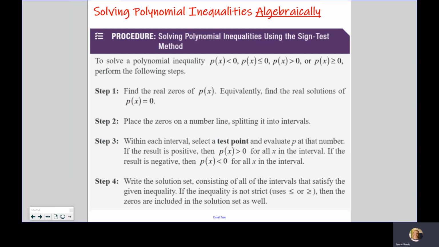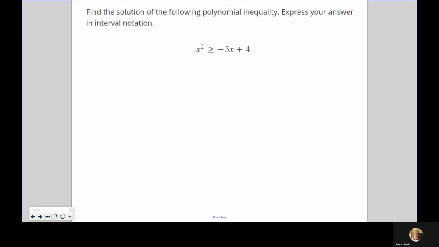And let's look at an example. These can be pretty challenging, so we'll take our time. It says, find the solution of the polynomial inequality. Express your answer in interval notation. All right, so we want to get the entire polynomial on one side. And I think I would like to keep this positive, so I'll go ahead and move over this 3x and move over the 4.